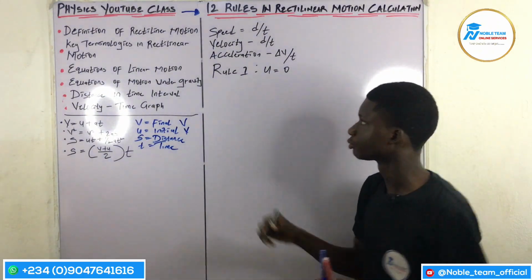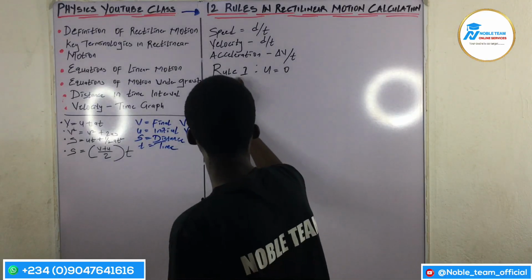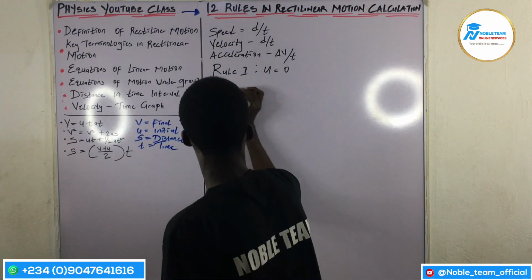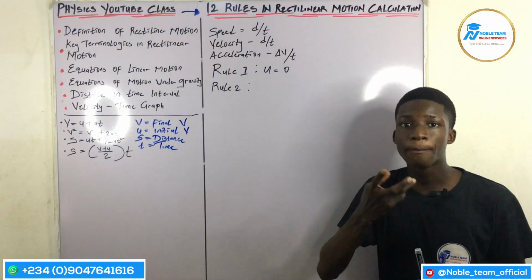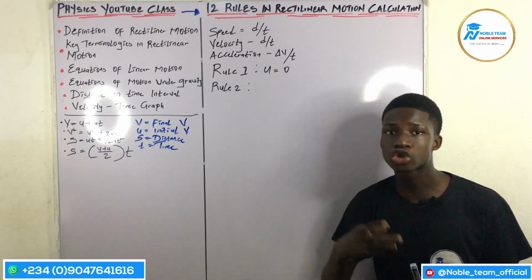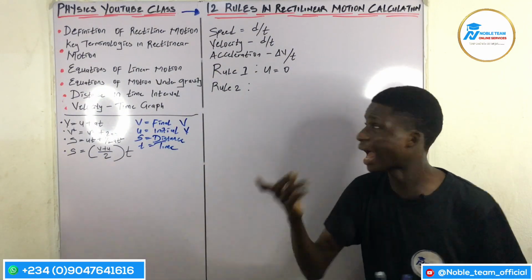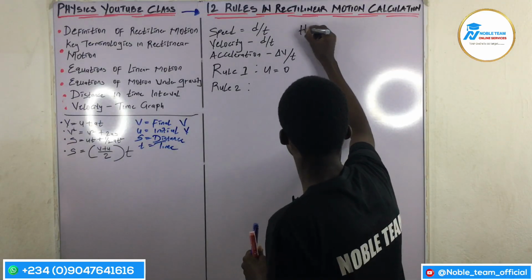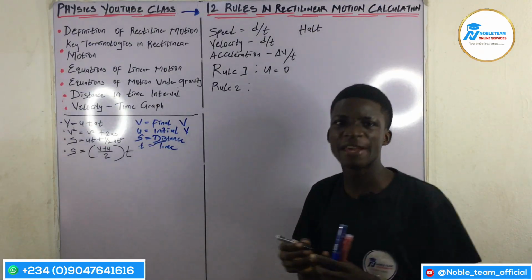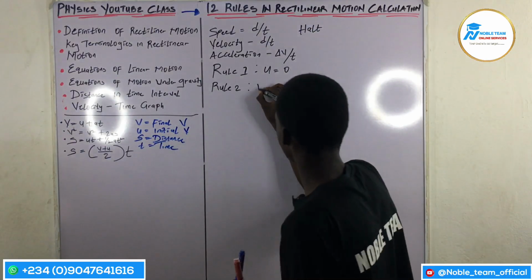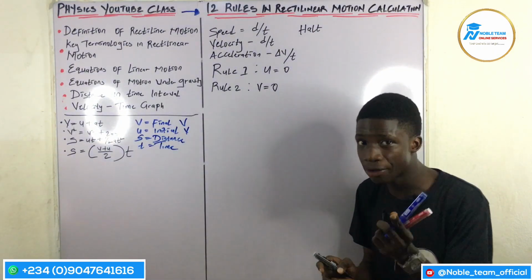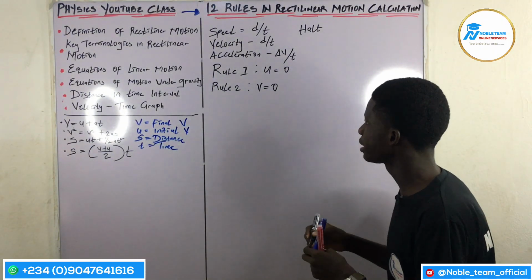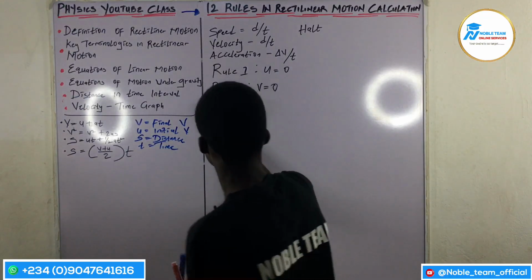Now, rule 2. What does rule 2 state? Rule 2 states that when a body is brought to rest or brought to halt, the final velocity is 0, that is, V is equal to 0. The final velocity is 0. You take note of it. Now the next one is rule 3.